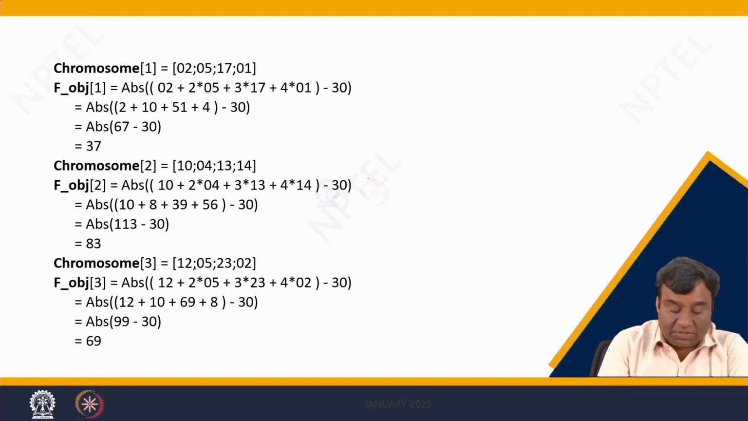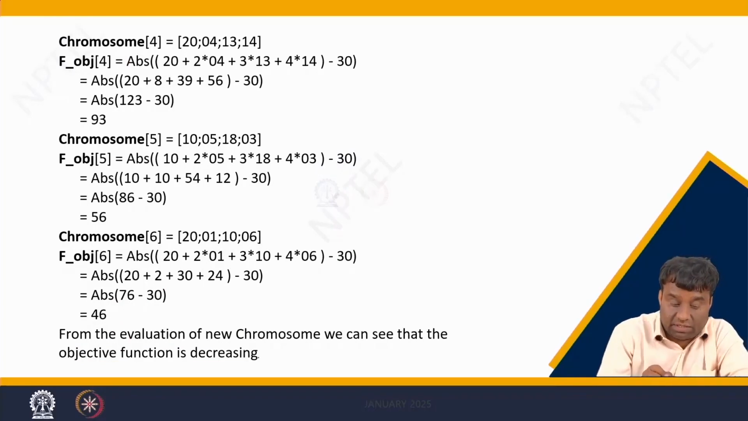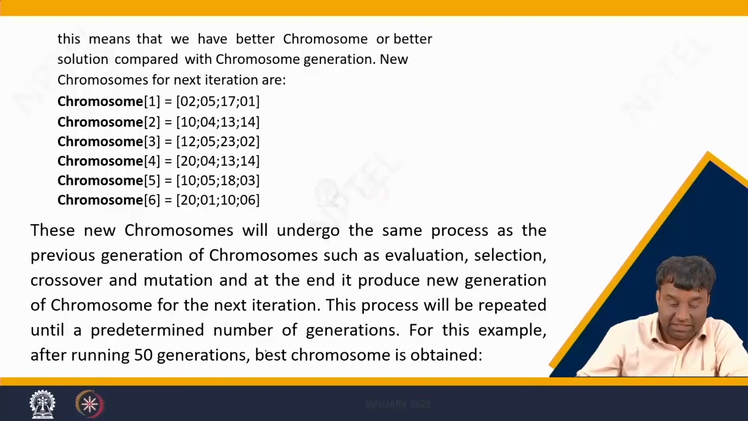Now chromosome 3 is 12, 5, 23, 2. So that is 12 plus 2 into 5 plus 3 into 23 plus 4 into 2, the absolute value of 99 minus 30, which is 69. Then 4 is 93, then 56, then 46. From the evaluation of the new chromosomes, we can see that the objective function is decreasing.